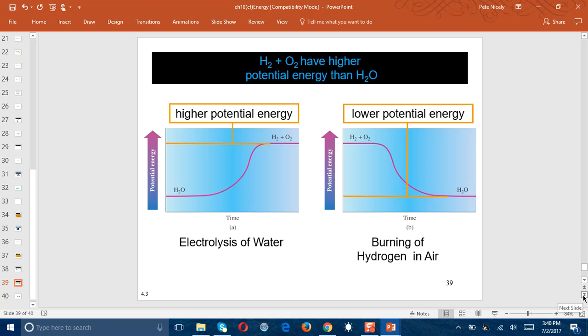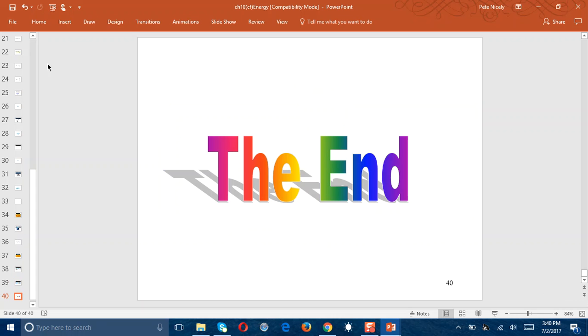Okay, so that's basically the end of chapter 10. The next chapter we'll be looking at is chapter 13. So we'll be skipping chapters 11 and 12 to go to 13, which deals with gases.